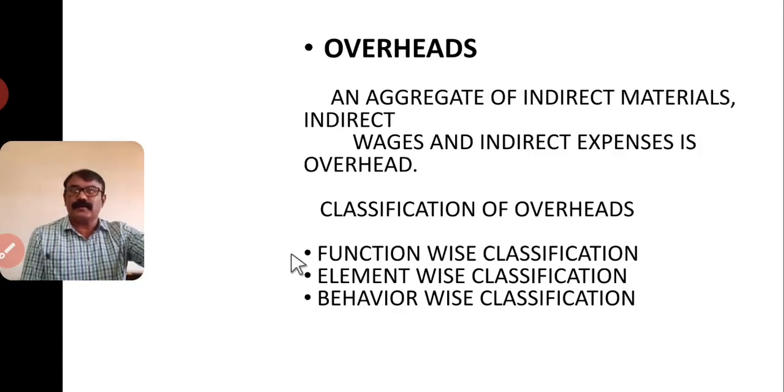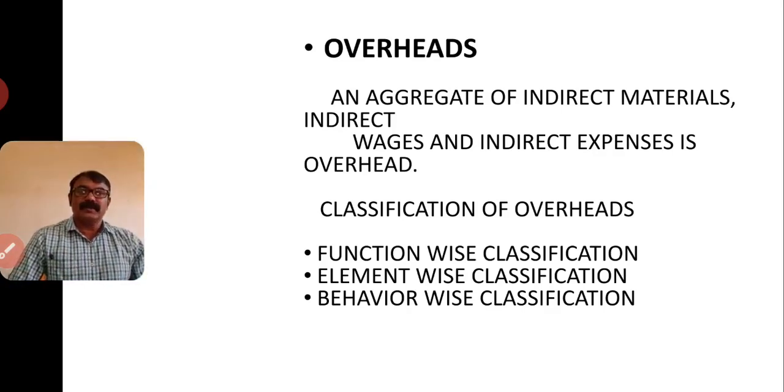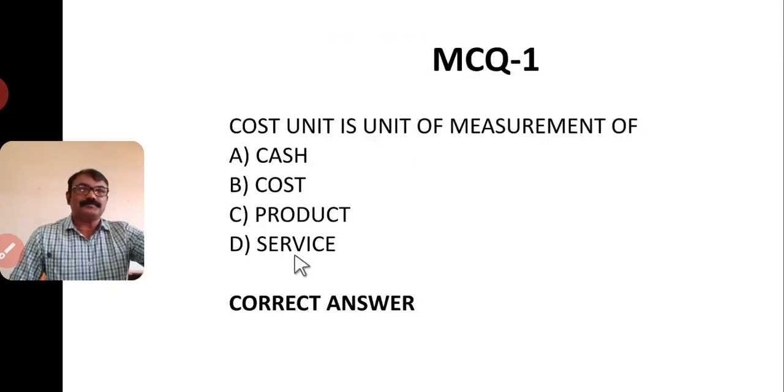And overhead. Overhead means an aggregate of indirect materials, indirect wages and indirect expenses. Classification of overhead: the first one is function wise classification, the second one is element wise classification, the third one is behavior wise classification.